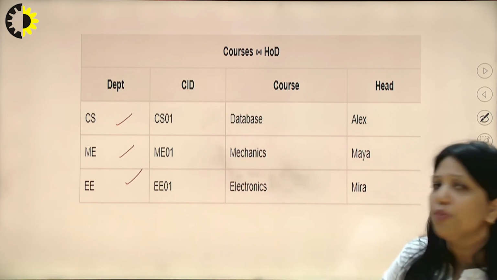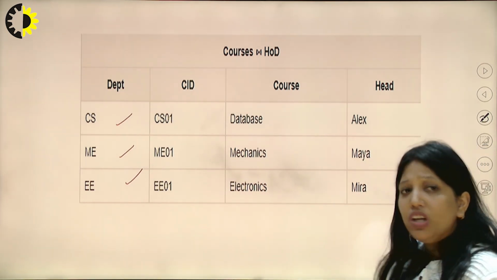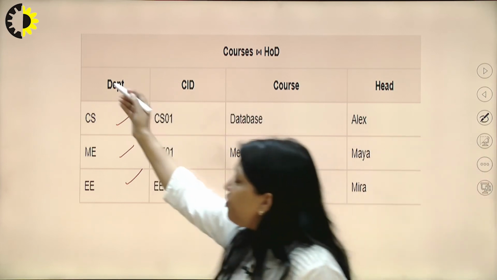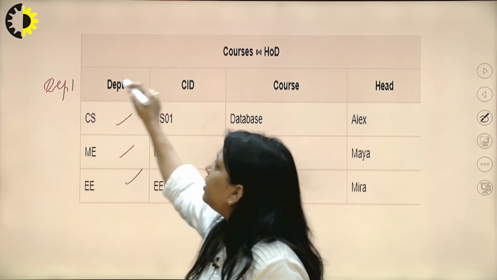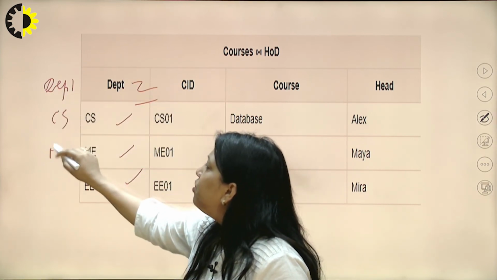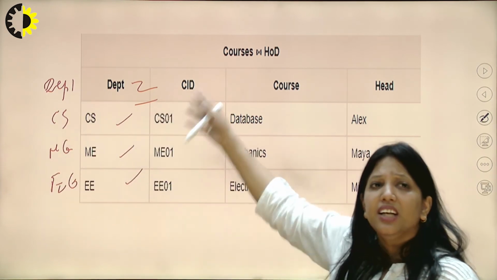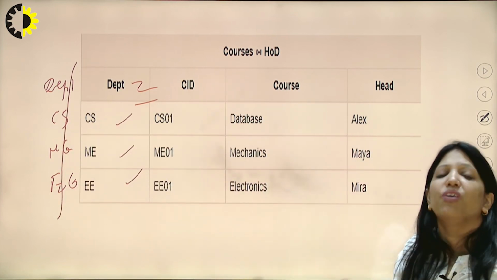And natural join automatically removes the duplicate column also. So instead of 5 columns, we will get only 4 columns, because we only select those tuples where the value of the department of table 1 is equal to the value of the department of table 2. So instead of having duplicate columns, we automatically remove them and get this table as the final output.